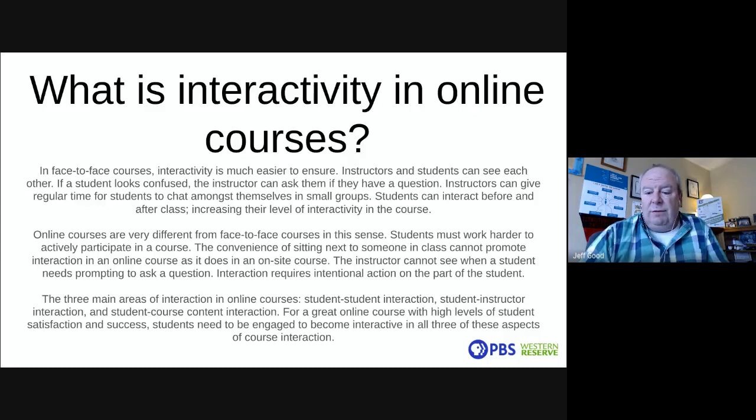The three main areas of interaction when we start talking about online courses are your student-to-student interaction, your student-instructor interaction, and your student-course content interaction. So when we look at an online course and we want to have a high level of student satisfaction and student success, your students, as well as you, need to be engaged to become really more interactive in all three of these aspects. And that's all involved with course interaction.